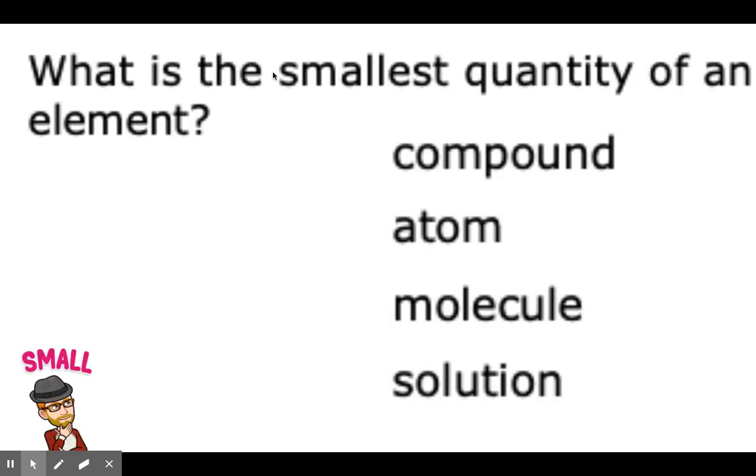Which is the smallest quantity of an element? This is a definition type question. So the smallest quantity of an element is called an atom. It's just the definition. There's no other really way to figure it out. You just have to know the definitions.